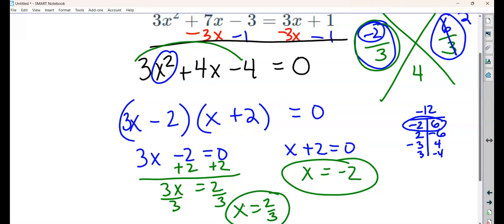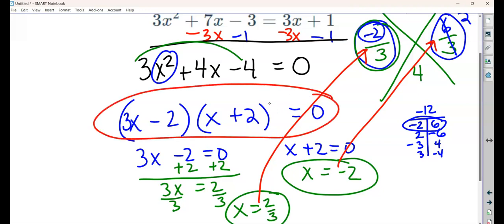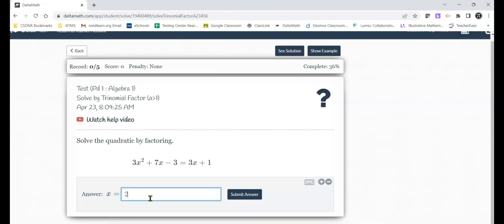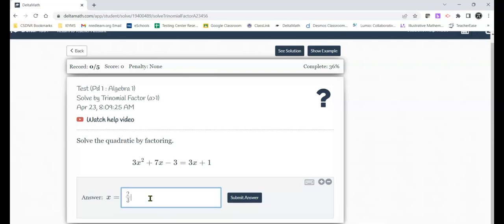Do you notice this? The connection to the actual factors we started with, right? The answer is 2/3, but the factor was negative 2/3. The answer is negative 2, but the factor was positive 2. So whatever you have here, right, your answer is always going to be the opposite. So positive 2/3 and negative 2. So we're going to write here our fraction, positive 2/3, comma, negative 2.